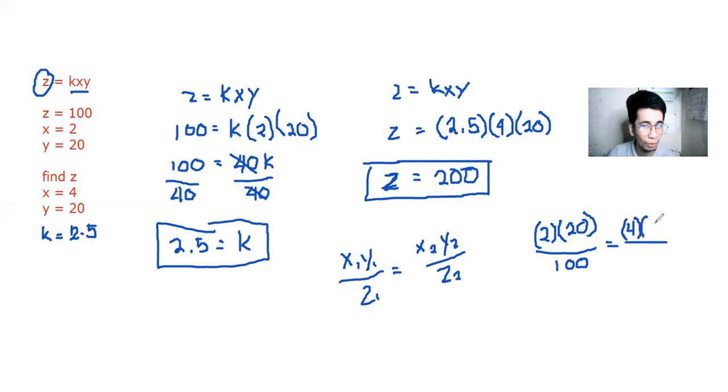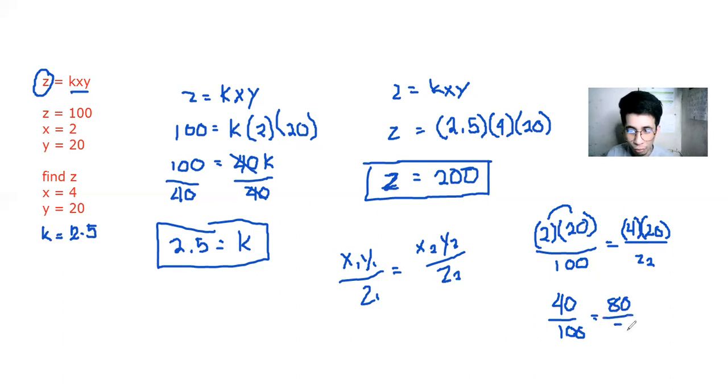4, then our Y sub 2 is 20. Then over C sub 2, it's the one missing, right? It's the one we're looking for. Okay, let's simplify first. 2 times 20, this is 40 over 100. Then equals 4 times 20, this is 80. Okay, 80 only. Over C sub 2.